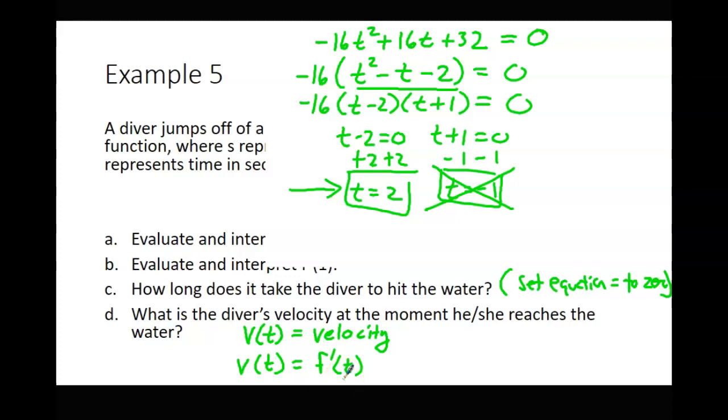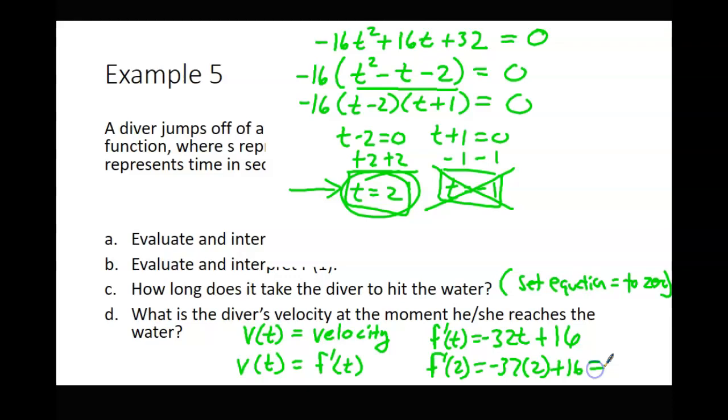So f prime of t, we decided was 32t, what was it again? I forget. Negative 32t plus 16, I believe. Okay, now it took 2 seconds for that diver to hit the water, and I want to know what its velocity is. So now I'm going to plug in 2 to my velocity function, and let's see what that is.